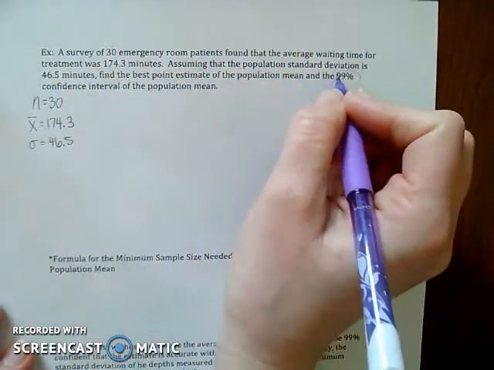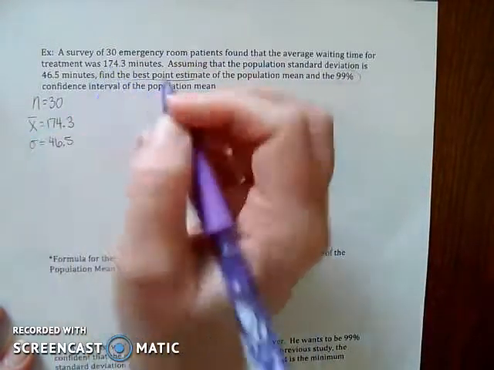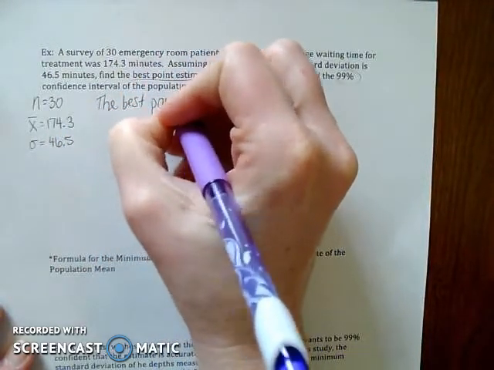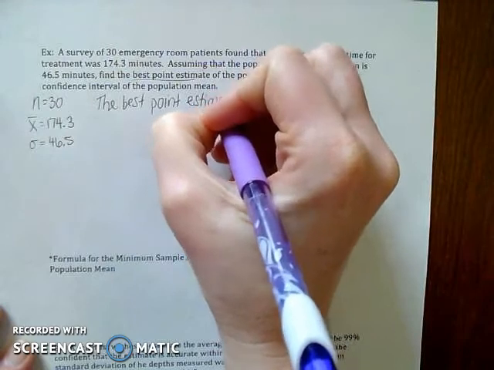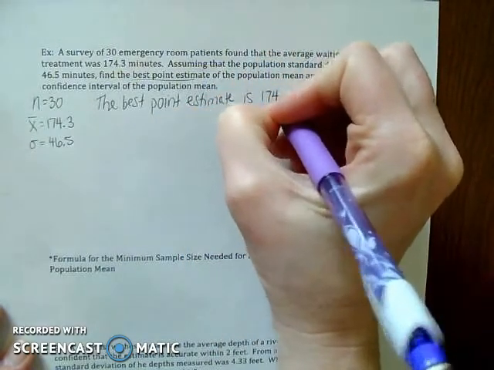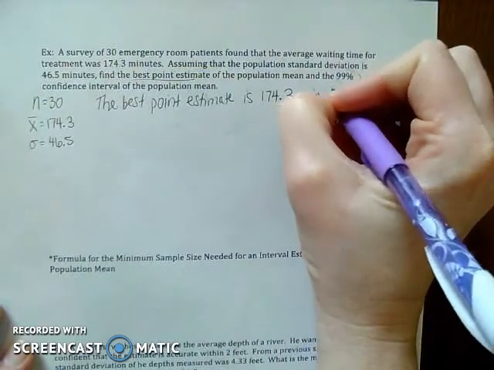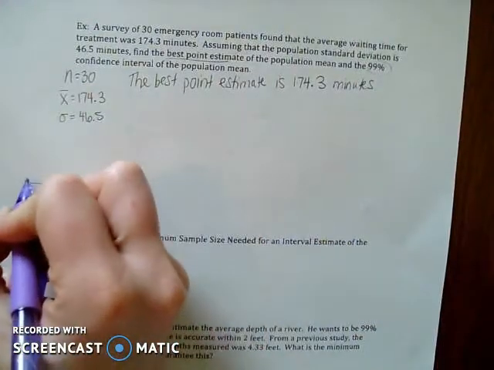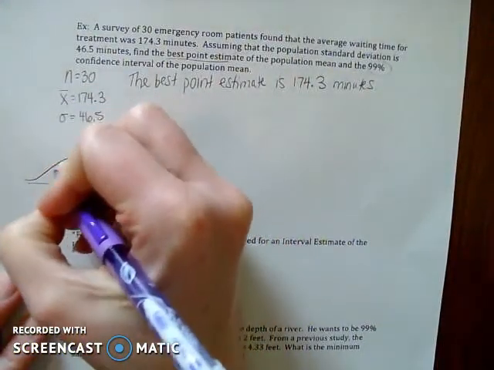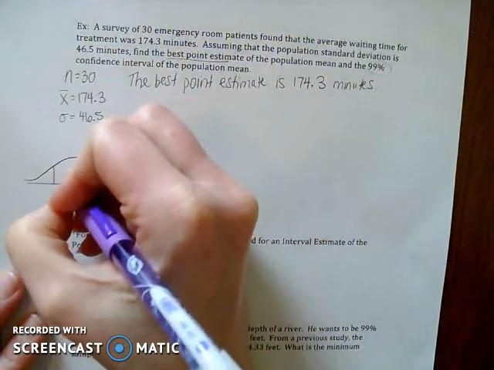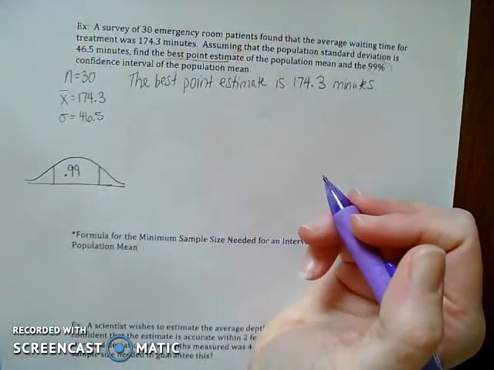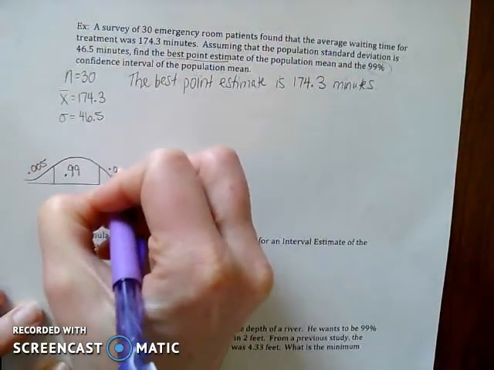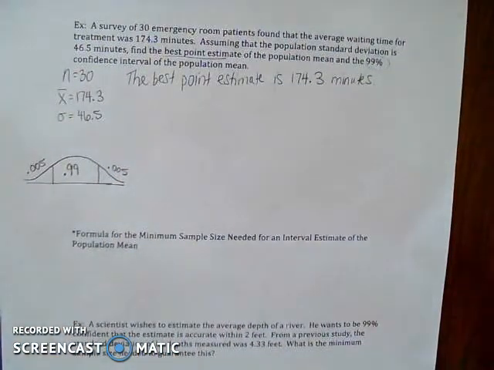Before I even start doing that, the best point estimate, remember, is whatever the sample mean is. So the best point estimate is 174.3 minutes. So that part's done. Now we want the 99% confidence interval. So we're going to draw this out. Again, some of you probably don't need to draw it out, but I just like to. This is 99, which means there's 1% left. So this is 0.005 and 0.005, because it needs to add to 1% or 0.01.